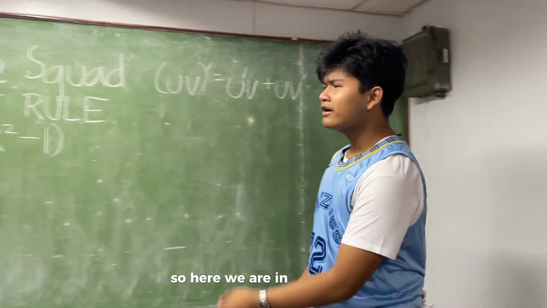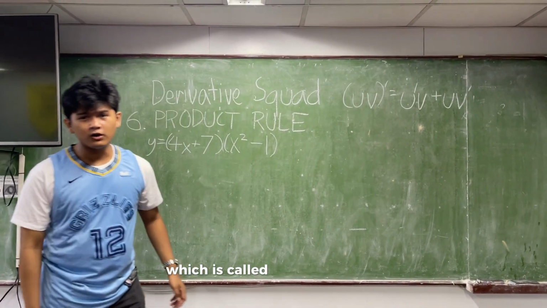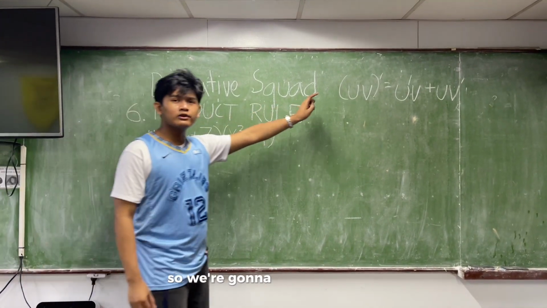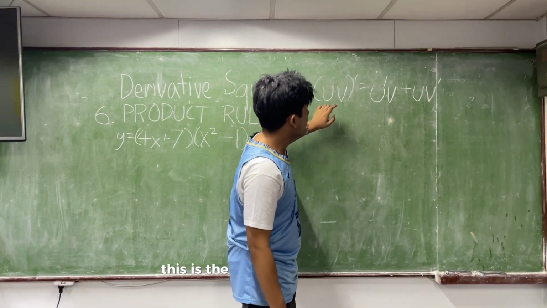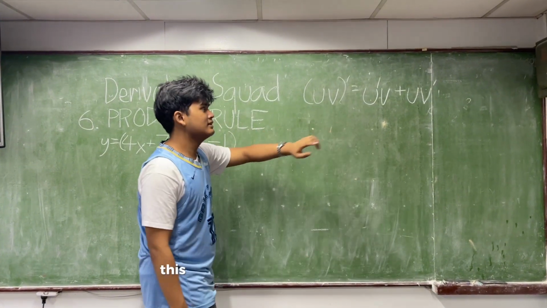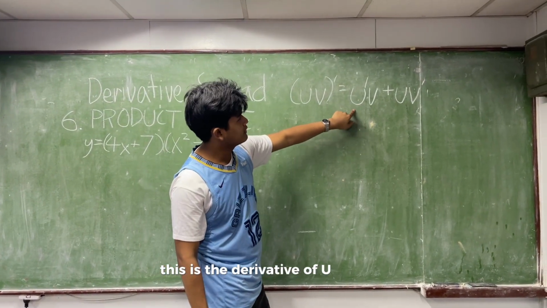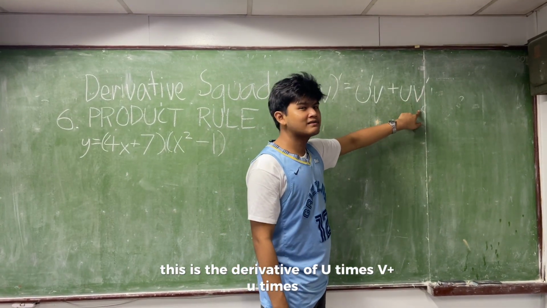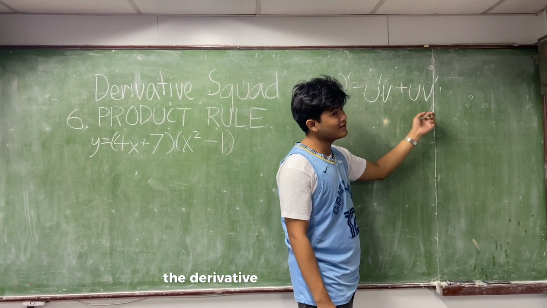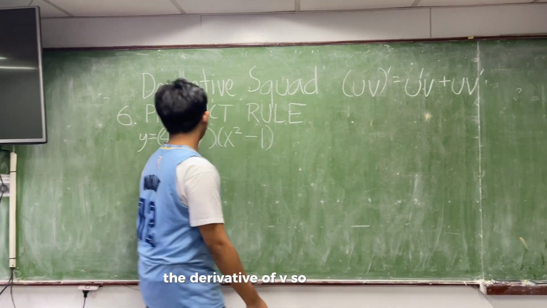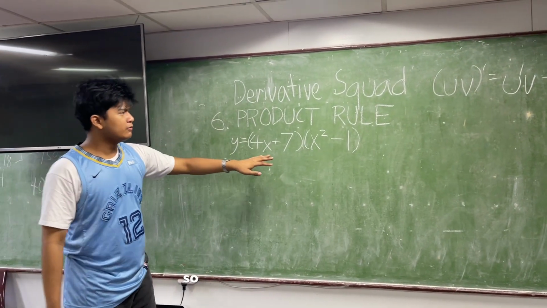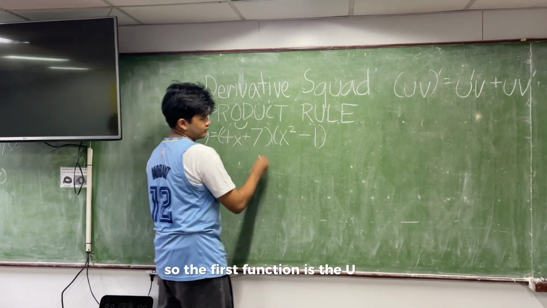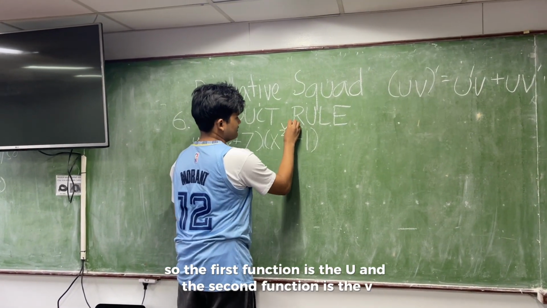So here we are in the sixth rule, which is called the product rule. We're going to use this formula. This is the formula of the product rule: the derivative of u times v plus u times the derivative of v. So which one is the u and v? The first function is the u and the second function is the v.